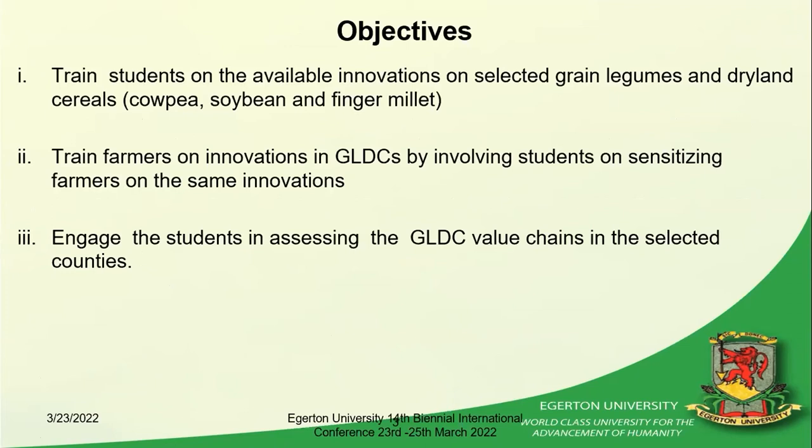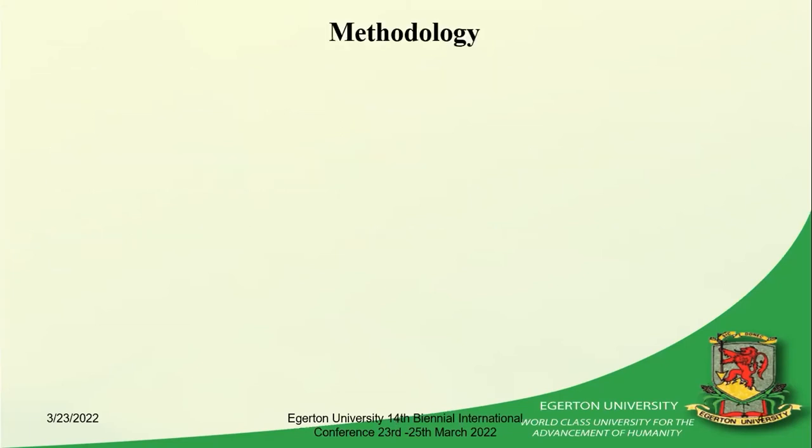One is to train the students on the innovations that are available when it comes to grain legumes and dryland cereals. For this, we selected crops: cowpea, soybean and finger millet. Number two, to use these students to train the farmers on the innovations of these GLDCs. And lastly, we also tried to engage with students to assess the GLDC value chains in the selected counties where they were attached.